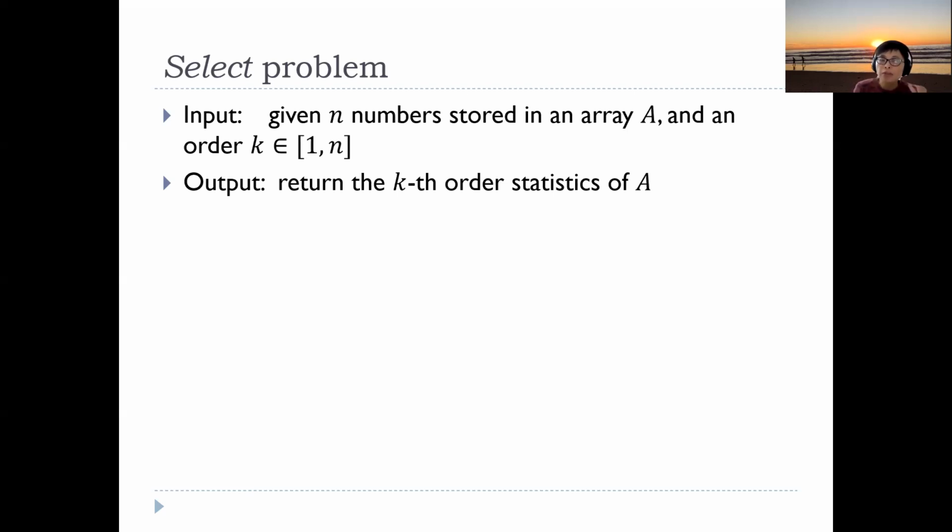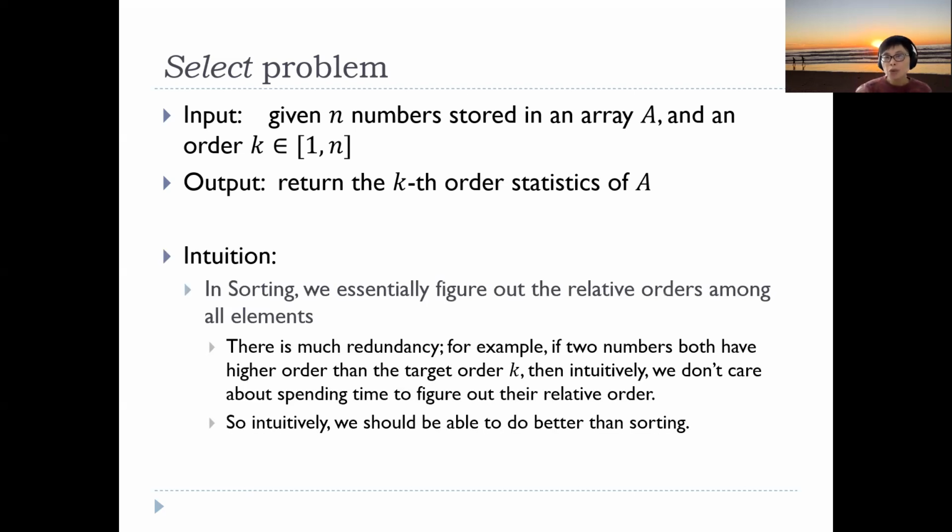To understand that, first ask yourself the question: what is the redundancy in sorting? In sorting, essentially, we need to figure out the relative order among all pairs of elements, right? Because once you have it sorted, then given any two elements, you know who is bigger and who is smaller. So that's where the redundancy comes from.